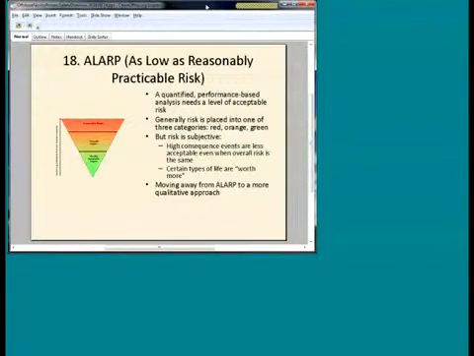But risk is subjective. High consequence events are always less acceptable than low consequence events, even when the overall risk is actually the same. Certain types of life are worth more. It's always felt that the child is worth more than an older person and so on. There's all sorts of subjective and even moral issues here, which we can't get into. And in 2005, the United Kingdom Health and Safety Executive started to move away from ALARA because it is so potentially controversial.